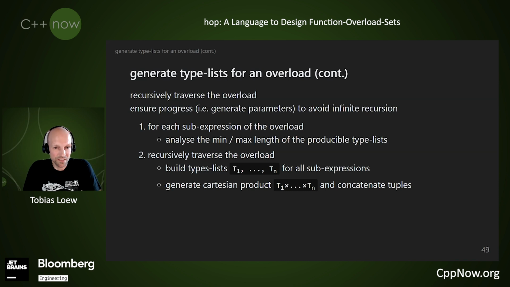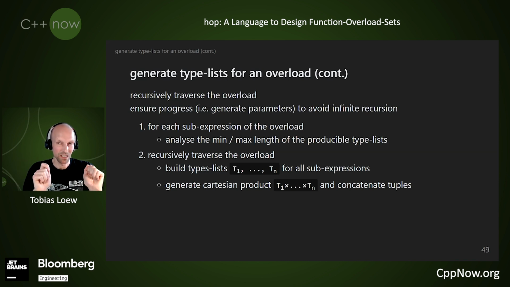And from this list of type lists, T1 to Tn, we have to generate the Cartesian product. So we make the combination of every type list with every other type list, and this gives us a large product. And for each element of that product, we have to concatenate the tuples again.